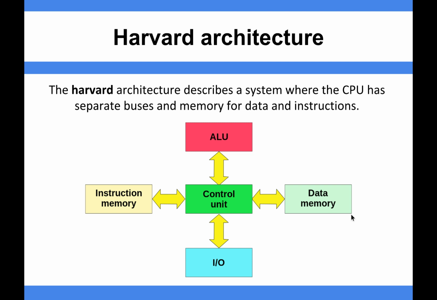The upside is having two separate buses to two separate memory locations increases speed, because you can be both accessing and retrieving data at the same time as instructions, which means your CPU could potentially run something faster. And that's the Harvard architecture.